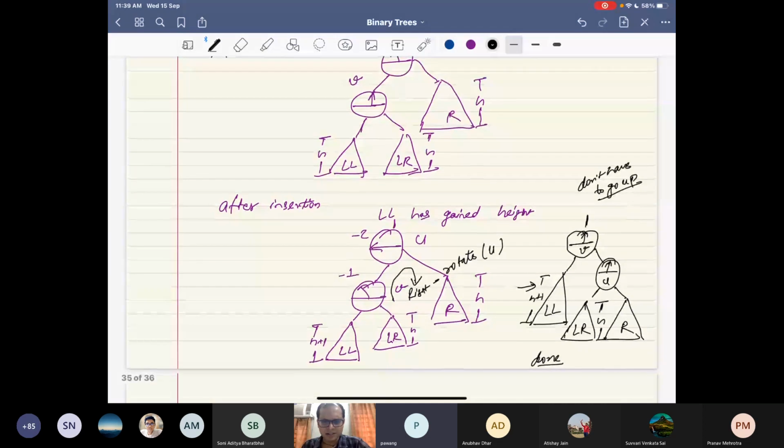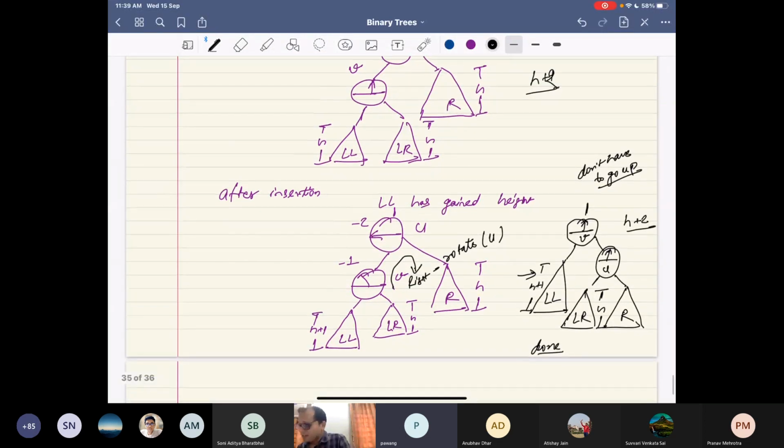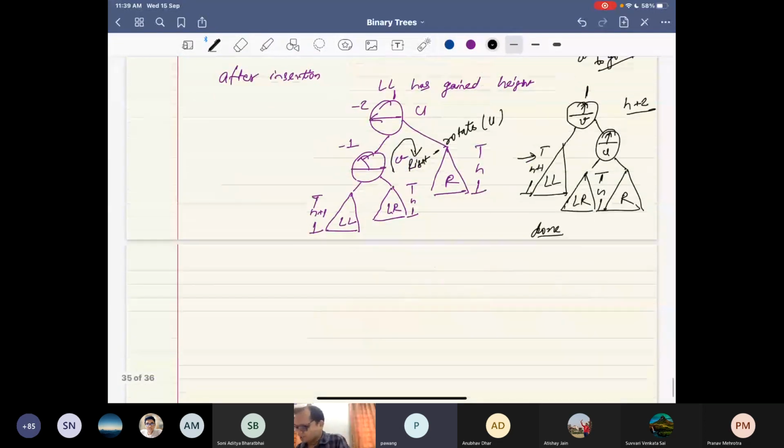Convinced, not convinced, let's say something. H plus 1 height, h plus 2, h plus 2 height. And here also it's h plus 2 height. Height has not changed, I don't have to go. I'm done. Now the question is what actually I did? What actually I did in this right rotation?